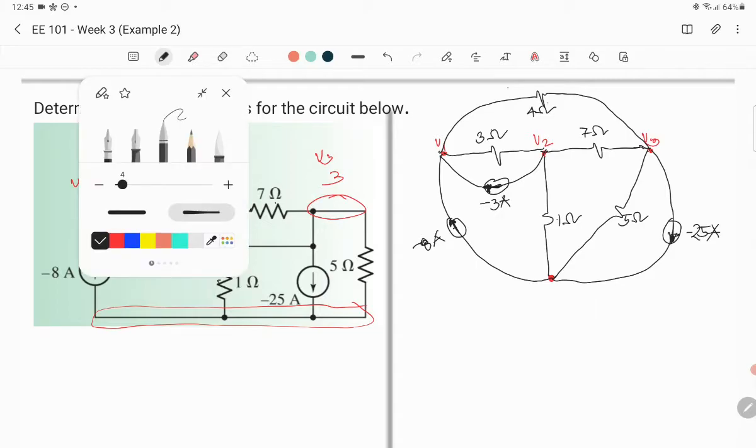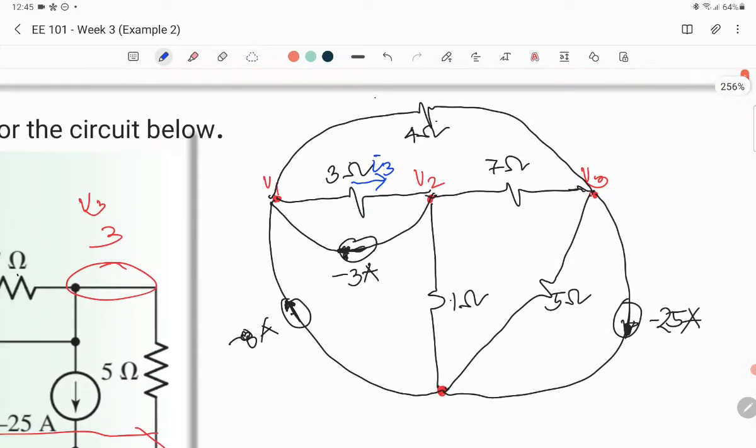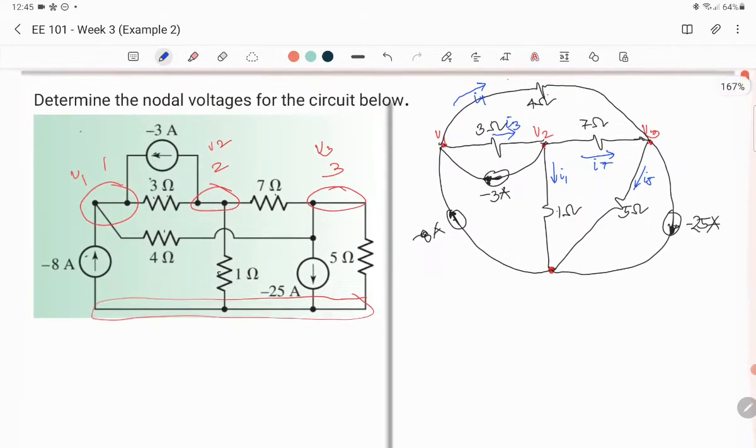So now the next step would be to label the currents in our circuit. For node 1, we can label this one as I3. I'm using I3 because of the 3 ohms resistor, and it would then be easier for me to trace later because of the subscript. Then we could also put here our I4, then our I7 here. We also have our I1 here. We have our I5 here, and then the negative 25 amperes.